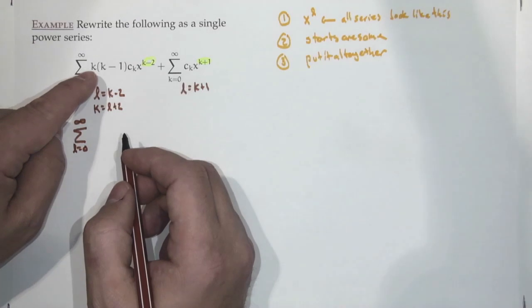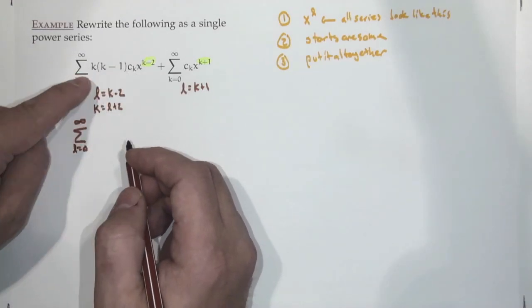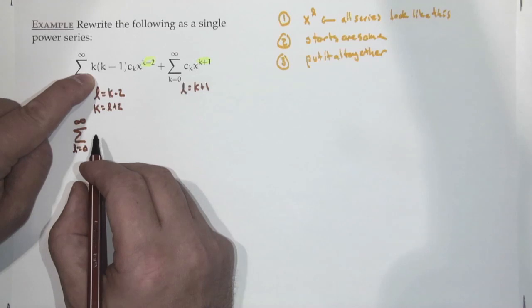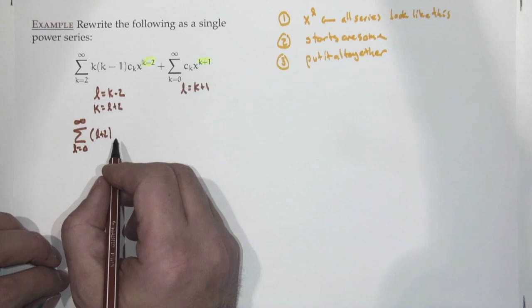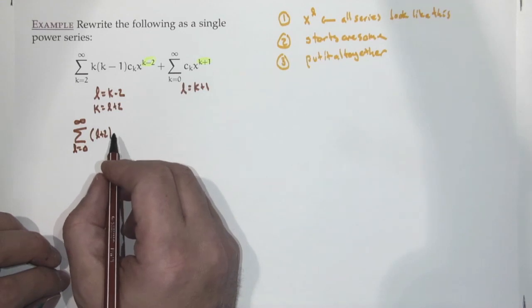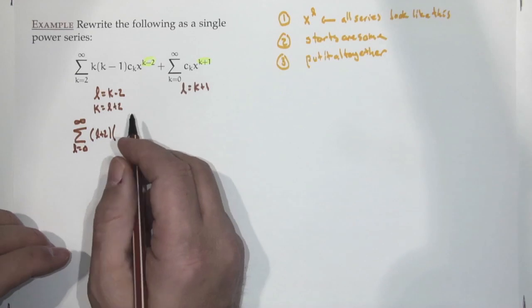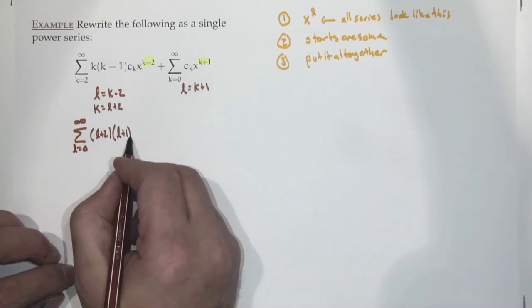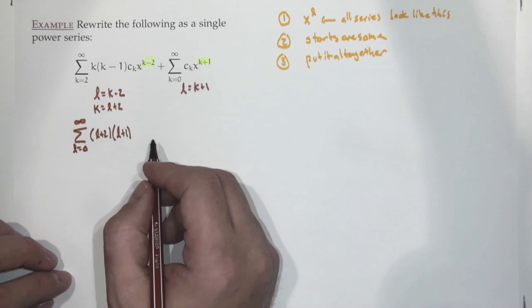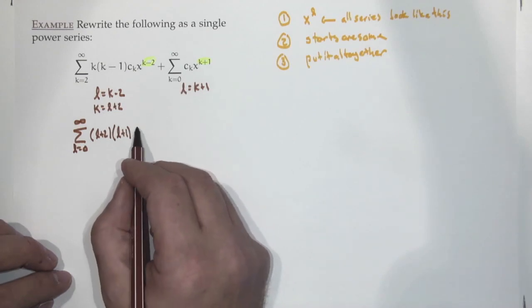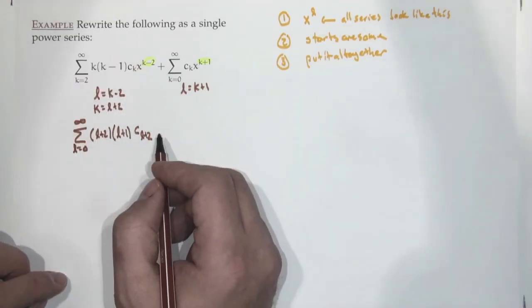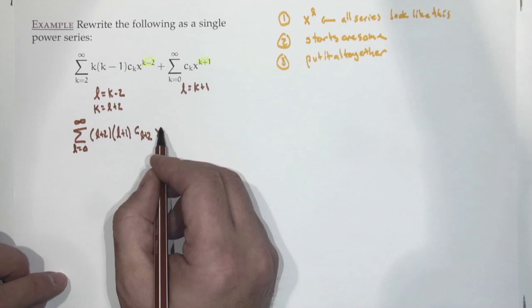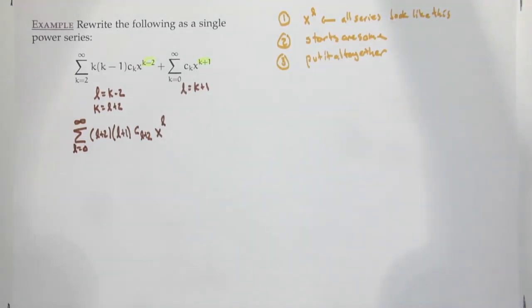Okay, what happens to this k times k minus 1 times c_k? Well, just term by term. What happens to this k? L plus 2. What happens to this k minus 1? You can think of it as L plus 2 minus 1. And of course, we can work that out. That's L plus 1. What happens to this c sub k? C sub L plus 2. And what happens to the x to the k minus 2? X to the L. Okay, good. Now our first sum is in terms of our L.